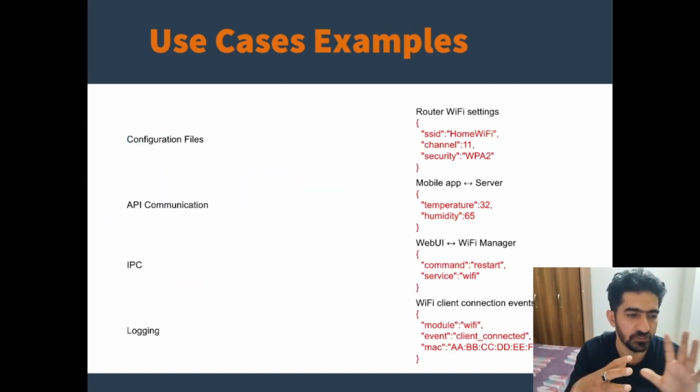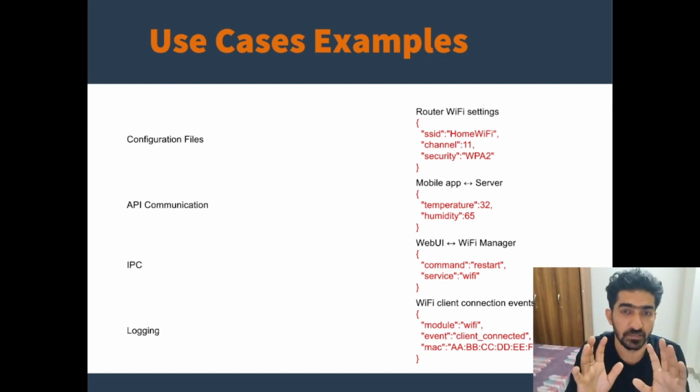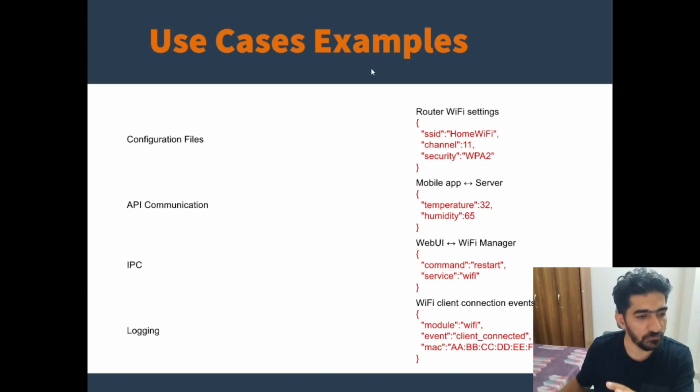So this is a configuration file example. For example, we have Wi-Fi router settings. Here, if you see, we have SSID, we have channel name and security. All of this is involved in JSON data. We save it in some configuration file like data.json. We put it in the /etc folder, and if the service comes up, it will load this data and do its operation. So this is one of the use cases of using configuration files.